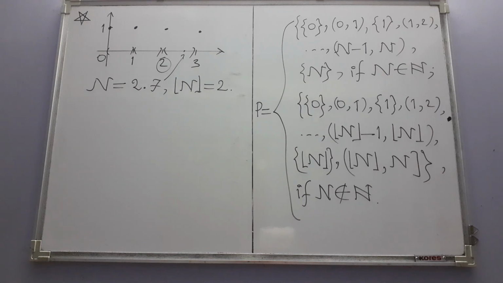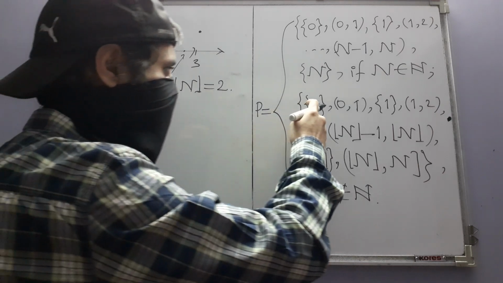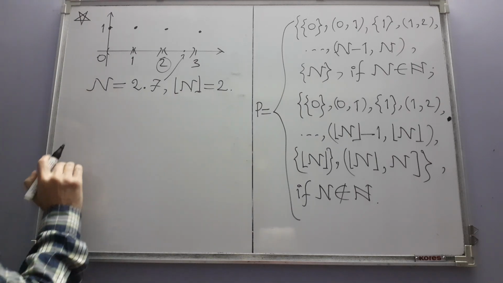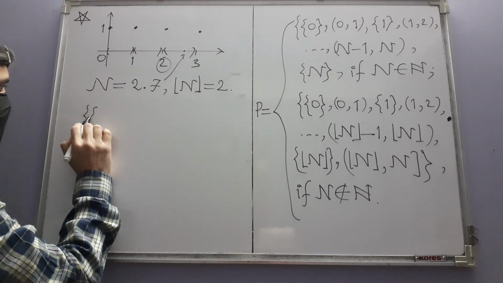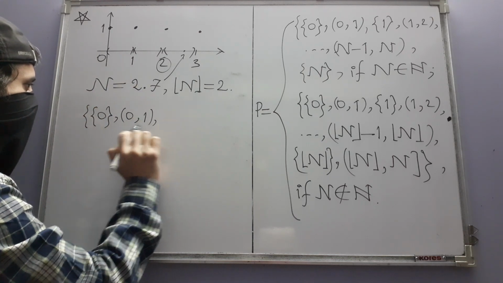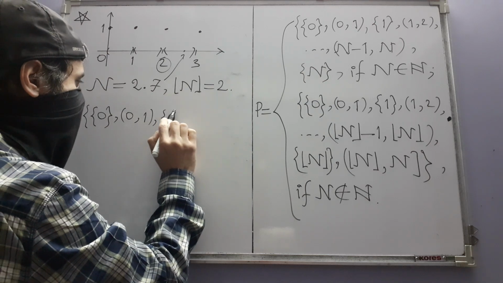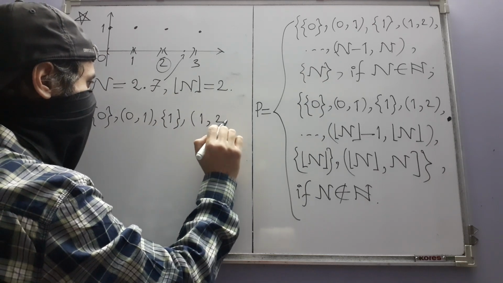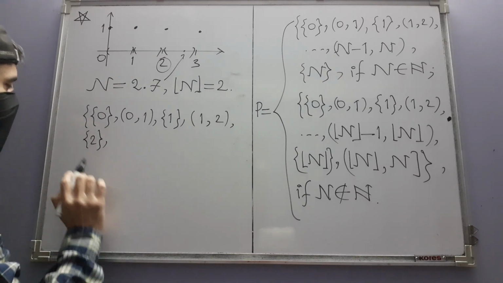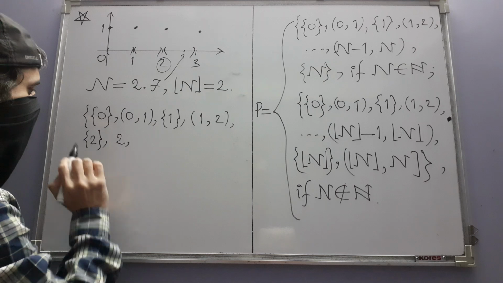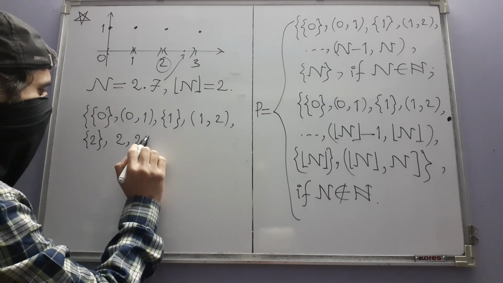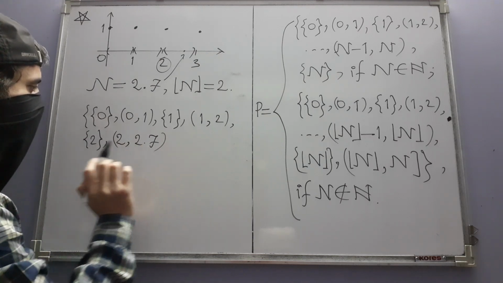Okay. So that means as you go on following this pattern, so if I actually write the partition for this, how does that look? 0, yes. Then 0, 1, okay. 1, 2. Then 2 also can be considered, but then 2, 2.7.